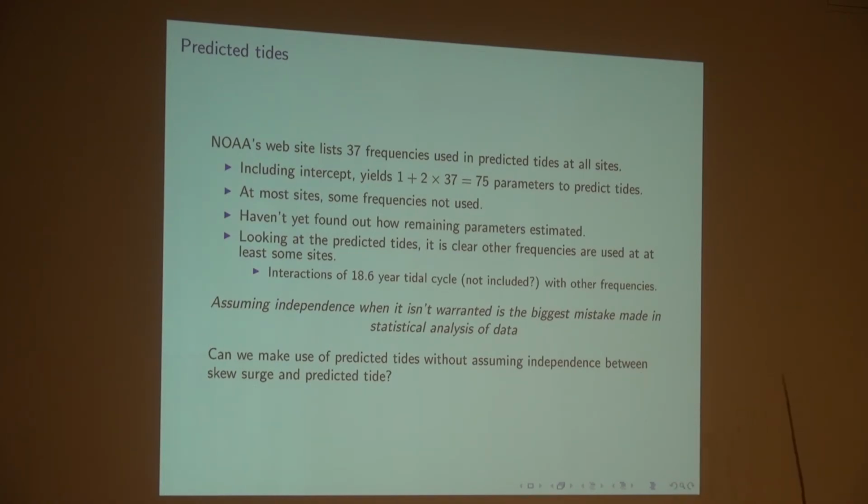But in any case, no matter how they did it, whenever somebody assumes something is independent, that makes me worried. So one of the things I teach in every statistics course I teach is that the biggest mistake that people make in analyzing data is assuming things are independent when they're not. And by biggest, I mean that it's made all the time when it's unwarranted, and the consequences of making it can be severe. Okay. So can't we use information about the predicted tides to get better estimates of extreme water levels without assuming independence?